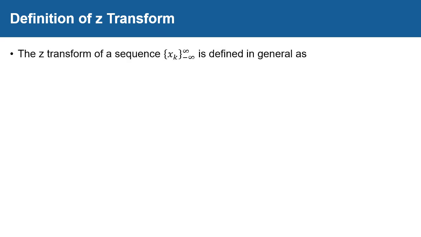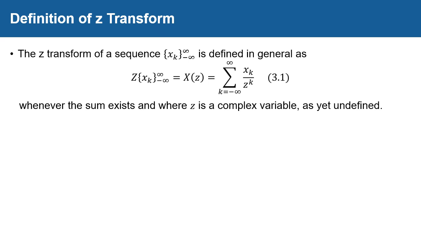Definition of Z transform. The Z transform of a sequence x(k) from negative infinity to infinity is defined in general as the Z transform of x(k), equal to X(z), that is equal to the sum from k equals negative infinity to infinity of x sub k divided by z raised to k. This is equation 3.1, whenever the sum exists and where z is a complex variable as yet undefined.